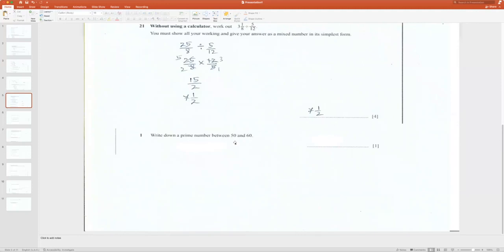Write down a prime number between 50 and 60. So 51 has factors, 52 has factors, 53 is the answer. 54 has factors, 55 has factors, 56, and 57 is also divisible by 3. The prime number between 50 and 60 is 53.